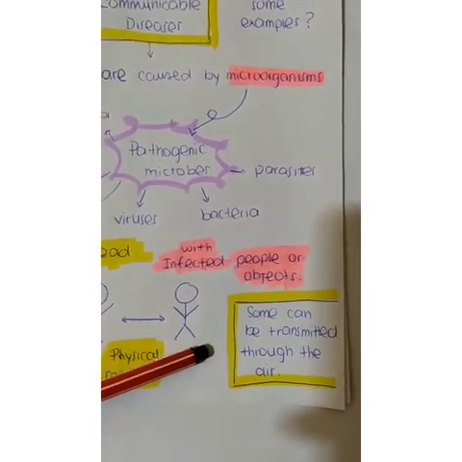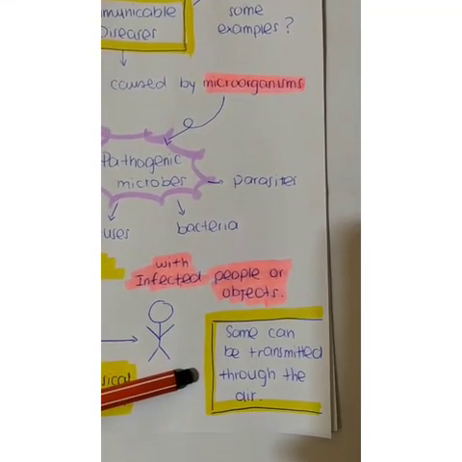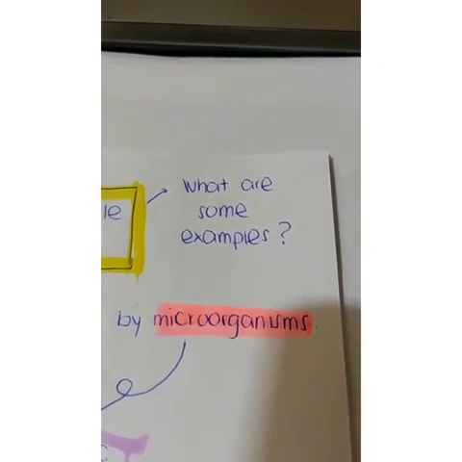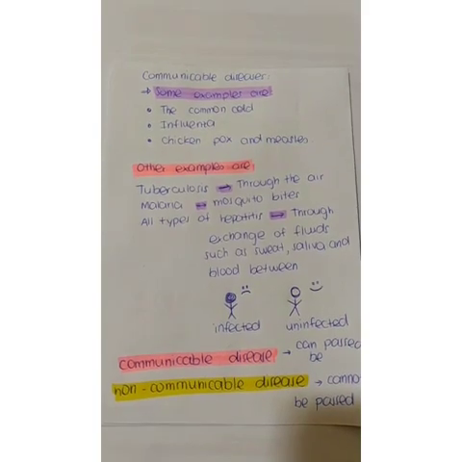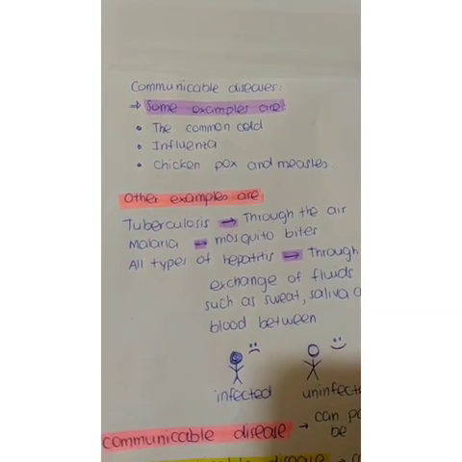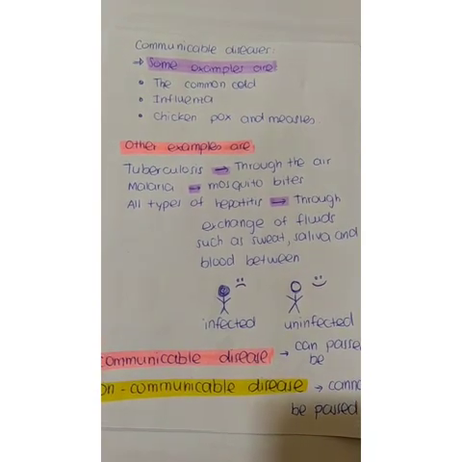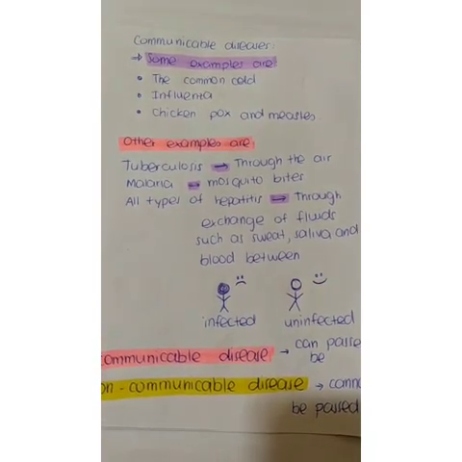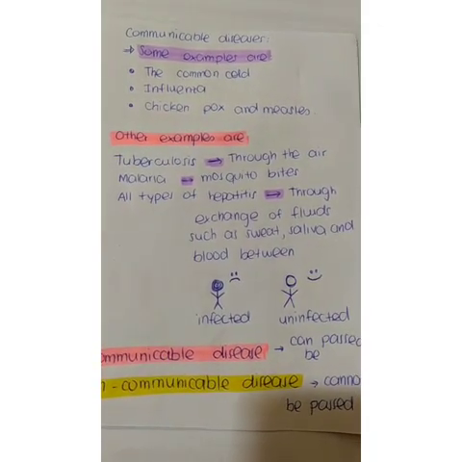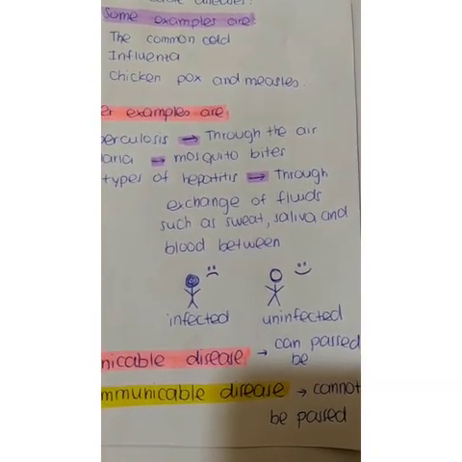This is the case of coronavirus, for example. That's why we need to stay at home to be safe. So what are some examples of these communicable diseases? Some examples of communicable diseases are the common cold, influenza, chickenpox, and measles. Other examples are tuberculosis, that is transmitted through the air, malaria, through mosquito bites, and all types of hepatitis, that is transmitted through exchange of fluids such as sweat, saliva, and blood between an infected and uninfected person.